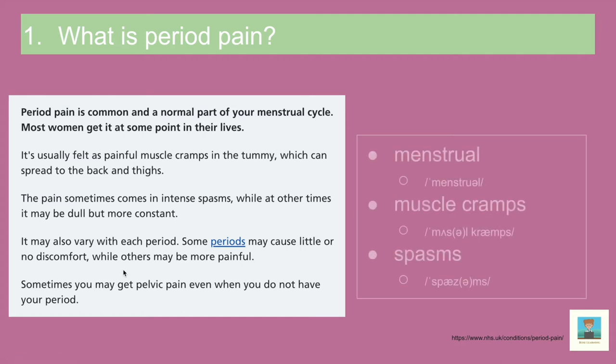So let's look at this vocabulary and pronunciation in particular. Menstrual, menstrual, so this is strul at the end. Muscle cramps, muscle. Note the soft sound here, it's not a k, it's muscle, and cramps, and spasms, that's that squeezing sensation, spasms. The opposite kind of pain, which is less intense, is dull. It's just a dull background kind of pain, whereas the spasms and the cramps are quite intense in feeling. So, menstrual, muscle cramps, spasms.